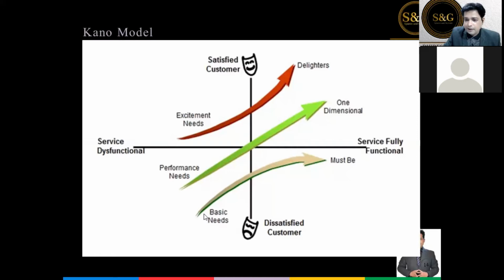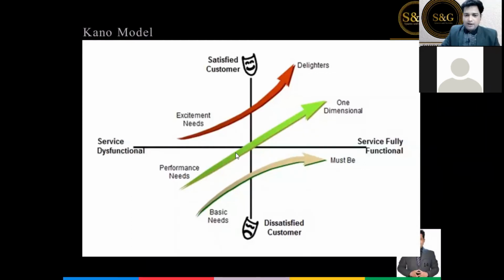Correct? So basic characteristics are why the product and services are made. That is the basic characteristic for the customer. The water bottle should contain the water. If there is a leakage, or if the water is contaminated inside, the basic needs are not fulfilled, so the customer is going to be dissatisfied, right? This is how Kano describes basic needs or must-be characteristics. This has to be there in the product.